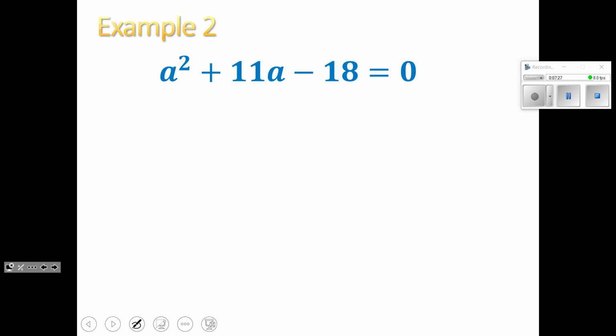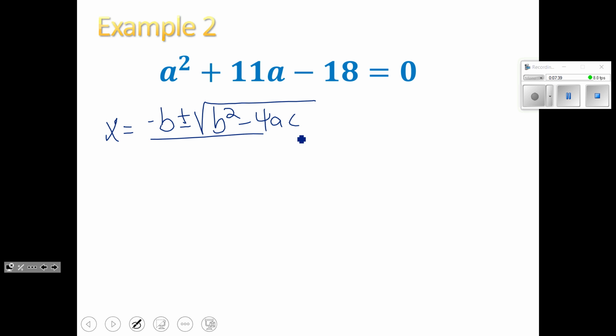So I'm first going to write my formula. X equals negative b plus or minus the square root of b squared minus 4ac all over 2a. So let's label a, b, and c. These are important steps. So a is going to be equal to 1. What would b be equal to?